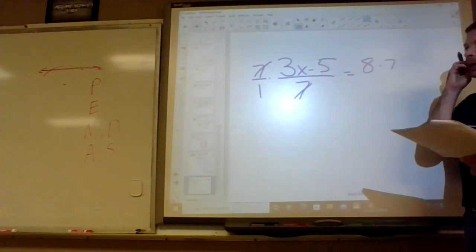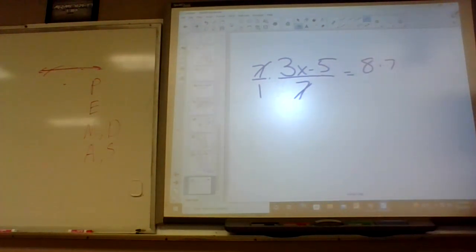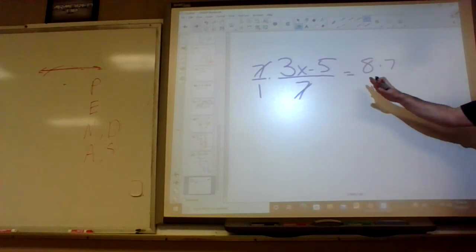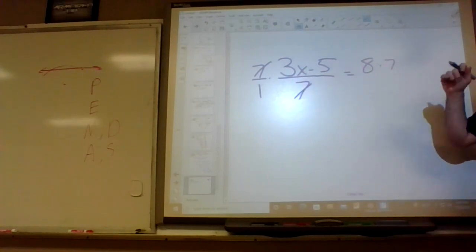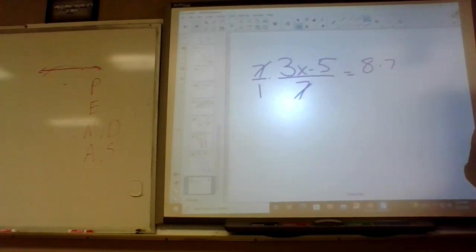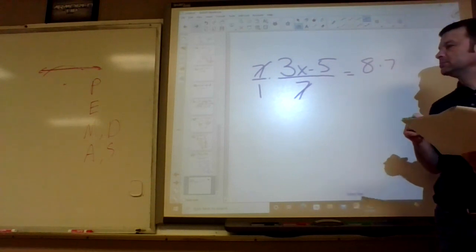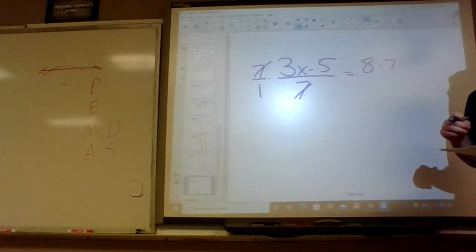Are you calling the left side 3x minus 5? Is that what you're calling the left side? Because I'm confused on where the left side is. Oh, equals is the middle. This is the left, this is the right. I was confused because it's a fraction.